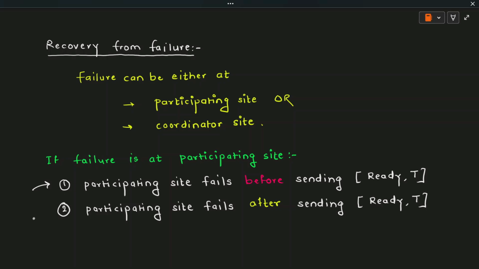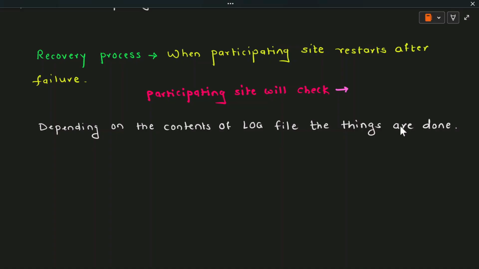And in the second case, the participating site fails after sending the ready message. The participating site has conveyed that it is ready to commit the transaction, so it will send the ready message to the coordinator site. The coordinator site will receive that message and then proceed in the normal way. So these are the two cases. Till this point we have seen the failure of the participating site.